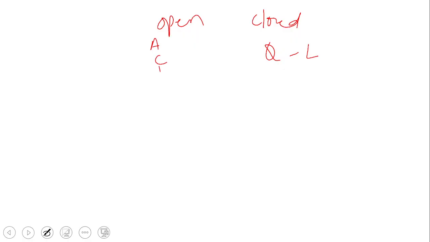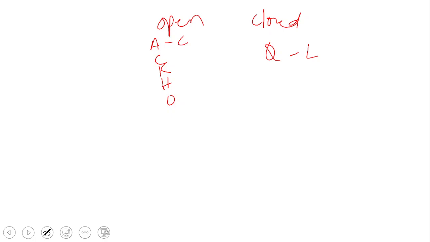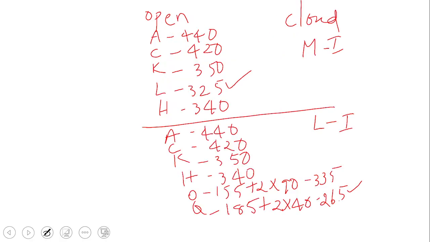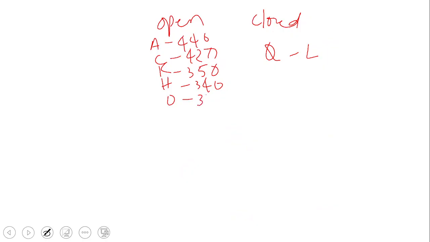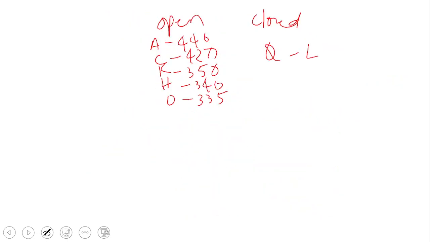Now we are having A, C, K, H, O. A with 440, C with 420, K 350, H 340, O with 335. Now we need to expand the node Q. Q is connected to N, R, and Z, and O is also there, but the distance is high, so we are neglecting. So N, R, and Z we are writing.